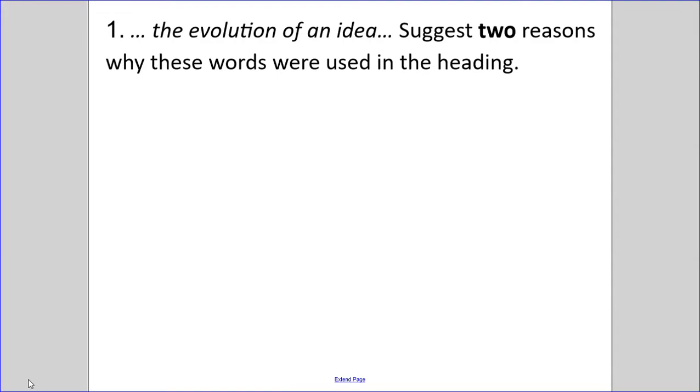So this is our question. The evolution of an idea. Suggest 2 reasons why these words were used in the heading. So first of all, I'm going to highlight the bit that I'm looking at. There it is. The evolution of an idea. And I'm also going to highlight the fact that I need 2 reasons, because if I only give 1 reason, I won't have answered the question fully. So it says why these words were used in the heading.